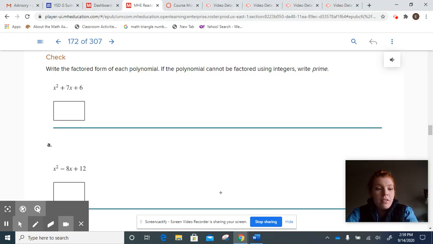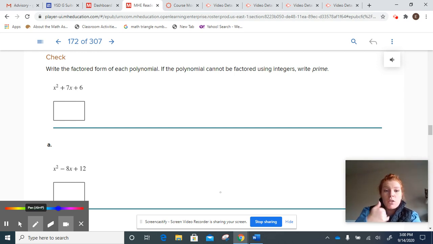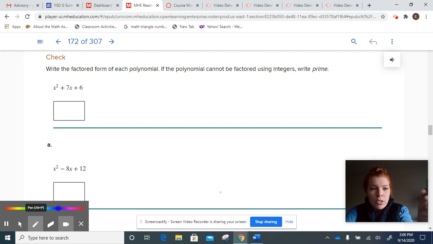So let's go ahead and try some of these in the check. Now, if you are really good at doing multiplication tables in your head, you don't necessarily need to do this part where you make the table of values. It helps to get that started. So on the first one, I'm going to do that, and then on these next ones, I'm not going to.